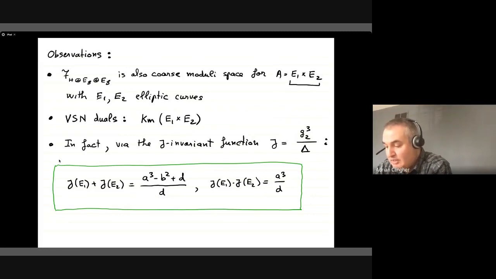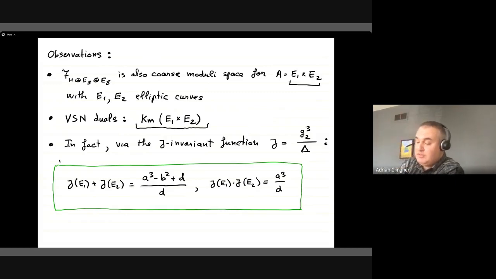Well, it turns out that one way to see this connection is via the Van Geemen-Sarti-Nikulin duality. If I look at these rank 18 polarized K3 surfaces and I apply the Van Geemen-Sarti-Nikulin duality that I was talking about 10 minutes ago, it turns out that the dual partners are Kummer surfaces associated to just the product of two elliptic curves. So that's another family of rank 18 K3 surfaces.